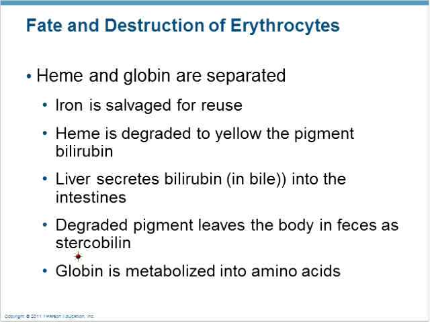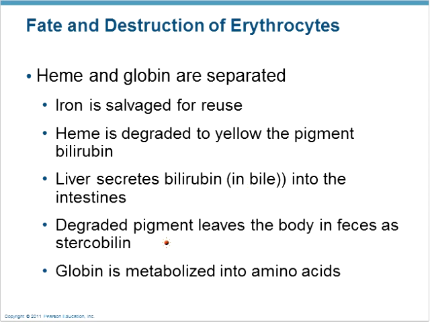And so the body reuses all the parts it needs to. It takes the iron and salvages it for use. It takes the heme of hemoglobin and breaks it down into the pigment bilirubin. The liver then secretes that bilirubin into the bile.